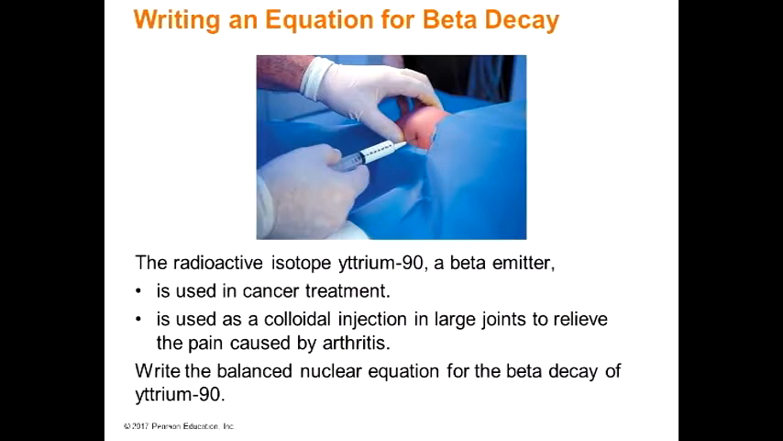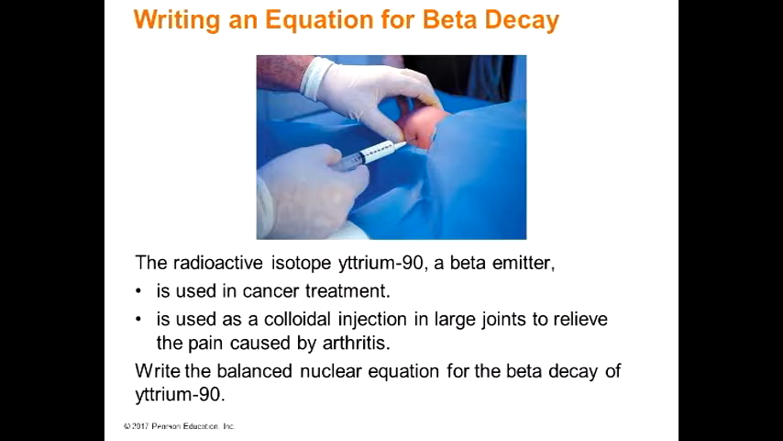So, writing the equation for it: radiation, isotope yttrium-90, a beta emitter. You've heard that already, right? You guys have been hearing these kinds of terms, beta emitters. You have to have heard that somewhere, if you've been around the medical field at all. This is what it's talking about here. It's used for cancer treatment, used for a colloidal injection. You know what a colloid is, right? It's the particles. You studied that in one of the previous chapters.